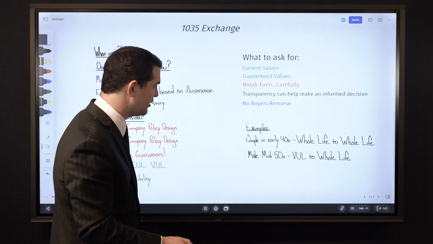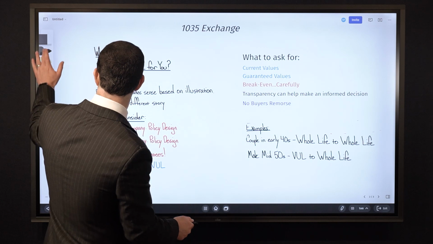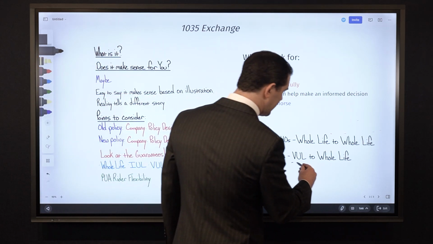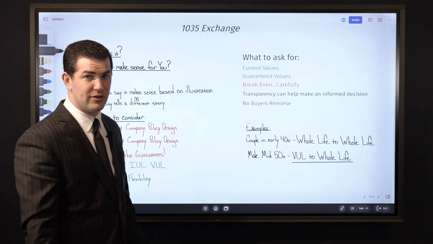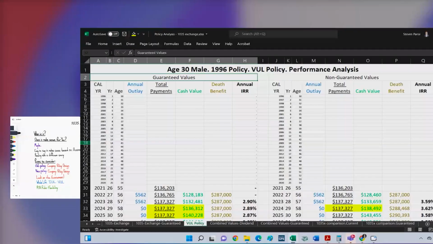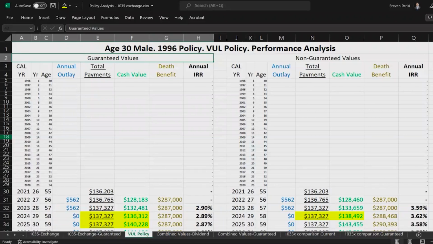We'll have some fun. So we're going to look at an individual again in his 50s, VUL to whole life. Does it make sense considering everything? Let's take a look at everything. What we will begin with is his VUL policy. So we've got the formal illustration.